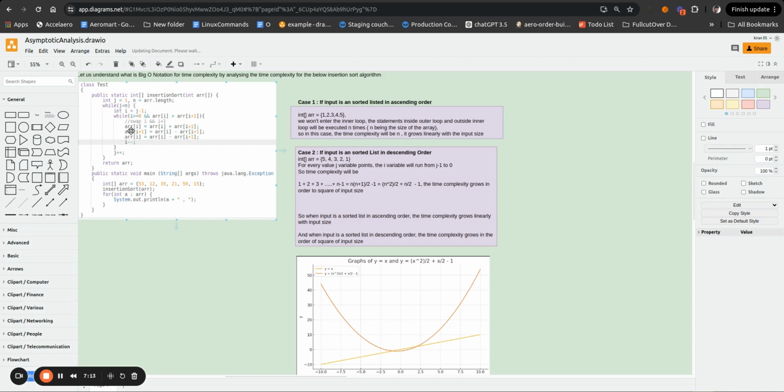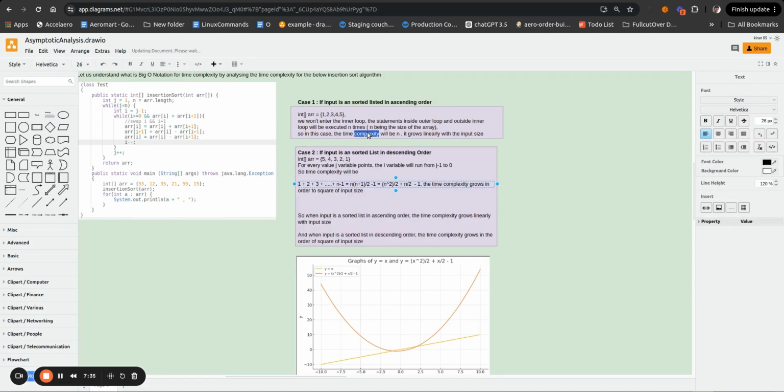We'll execute this line and this line. We'll be executing these two lines n minus 1 times. Okay, so we'll go all the way from the second element to n minus 1. So we'll be executing it n minus 1 times and then coming out here. In this case, the time complexity will be in the order of n. So basically, the time complexity grows linearly with the input size. When the input is already sorted in ascending order, this will be the time complexity.